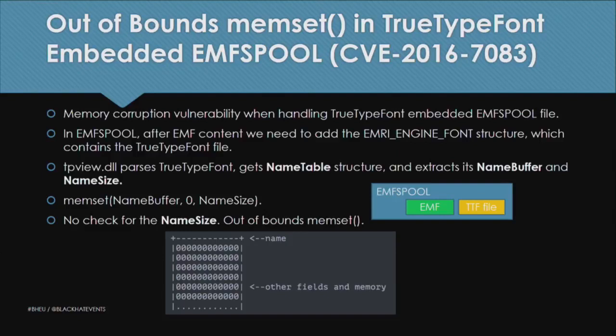The issue is that before the memset call, there is no security check to restrict the name size. And the name size is in our crafted TrueType font file, so it is controlled by us. If the name size is malformed as a very large number, the process will overwrite memory with zeros far beyond the name buffer, resulting in an out-of-bounds write.